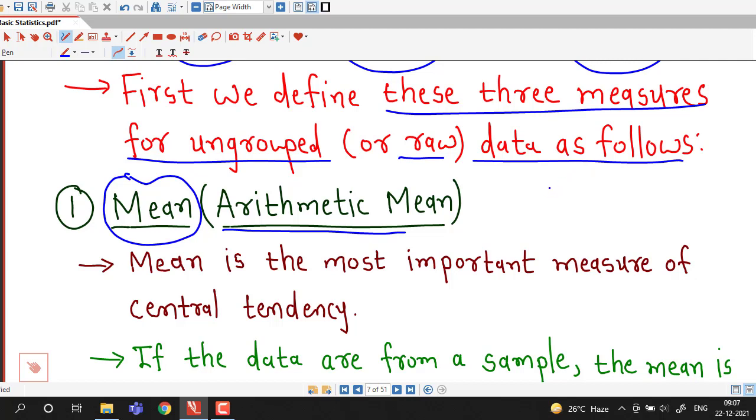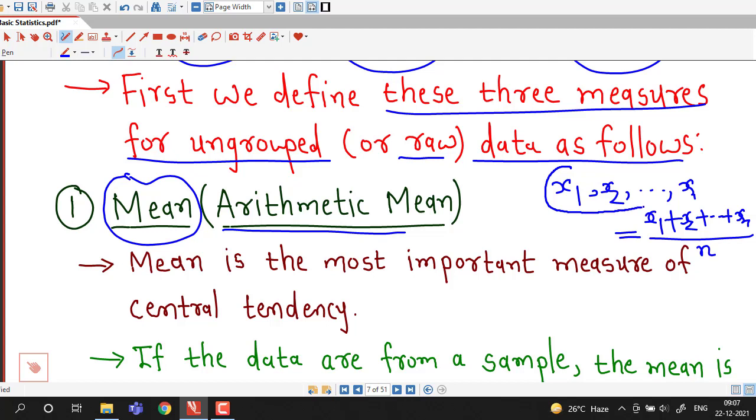So average means, suppose we have n observations, say x1, x2 up to xn, then we are familiar with the definition of mean. We have to take the sum of all these observations, that is x1 plus x2 and so on up to xn, and we have to divide it by the total number of observations, which is n. So this is the definition of mean.